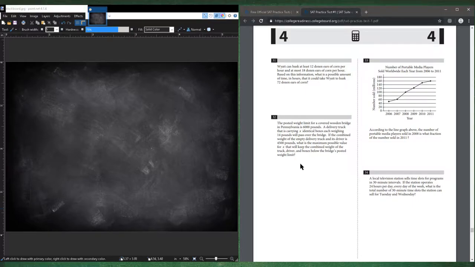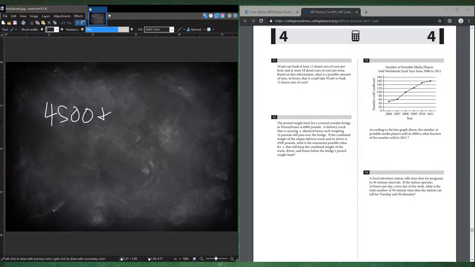Question 32. The posted weight limit for a covered wooden bridge in Pennsylvania is 6,000 pounds. A truck is carrying x identical boxes, each weighing 14 pounds, which will pass over the bridge. If the combined weight of the empty truck and its driver is 4,500 pounds, what's the maximum value of x that will keep the combined weight below the weight limit? Okay, so we need the weight of the empty truck and the driver, which is 4,500, plus the weight of the boxes. Each box weighs 14 pounds, and there's x of them. So that's 14x, which is less than 6,000 pounds.